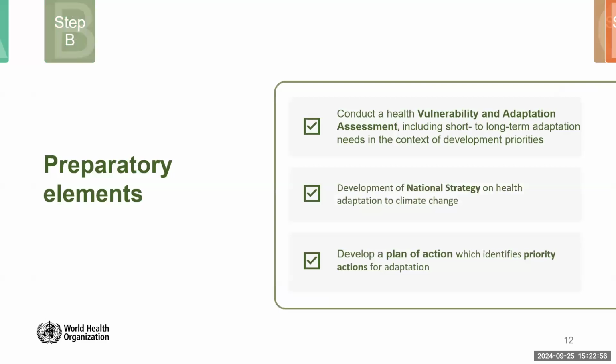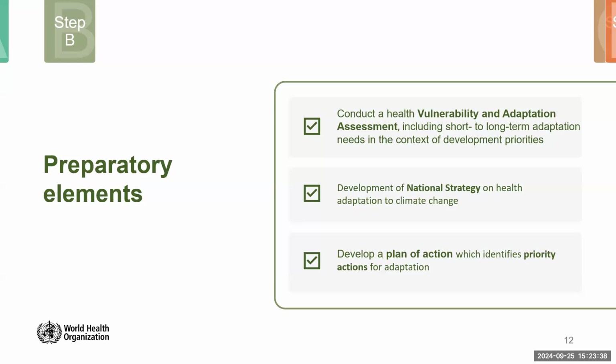Now, in step B, preparing the HNAP. So we did step A, laying the groundwork, and step B is the preparatory elements, and you'd have gone through this before. That includes conducting a health vulnerability and adaptation assessment, reviewing implications of climate change on health-related development goals, and development of a national health adaptation strategy that identifies priority adaptation options. Once the broad health strategic goals are defined within the national strategy, then a Health National Adaptation Plan needs to be developed that specifies how to achieve those goals over a specified period of time.